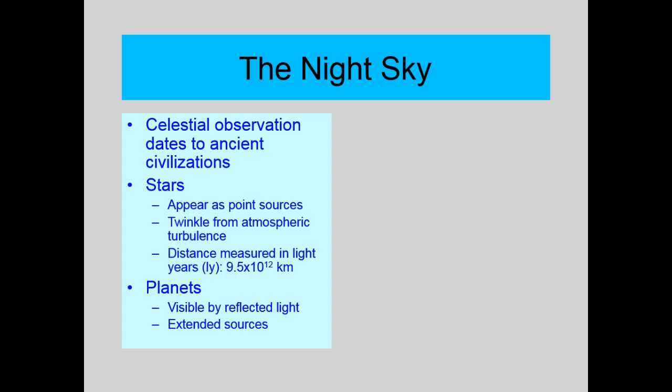That's facing the sun. You just see this little sliver. Or it's a full moon. It's here, and the sun's back here. You see all of that face of the moon. So the planets are visible only by reflected light, and they are extended sources.